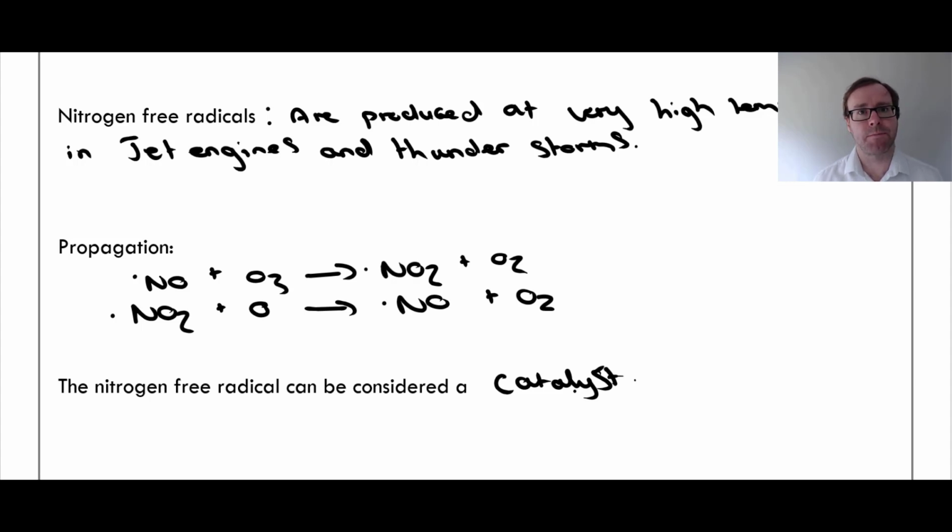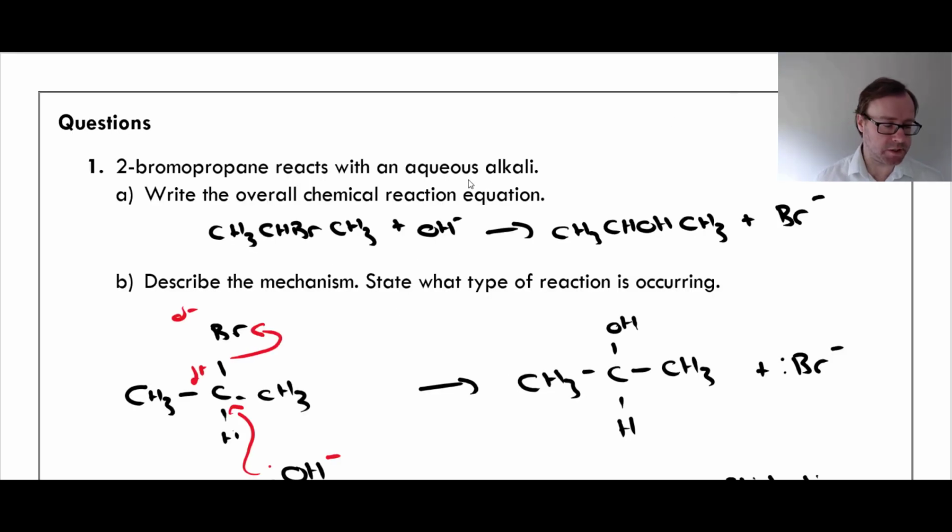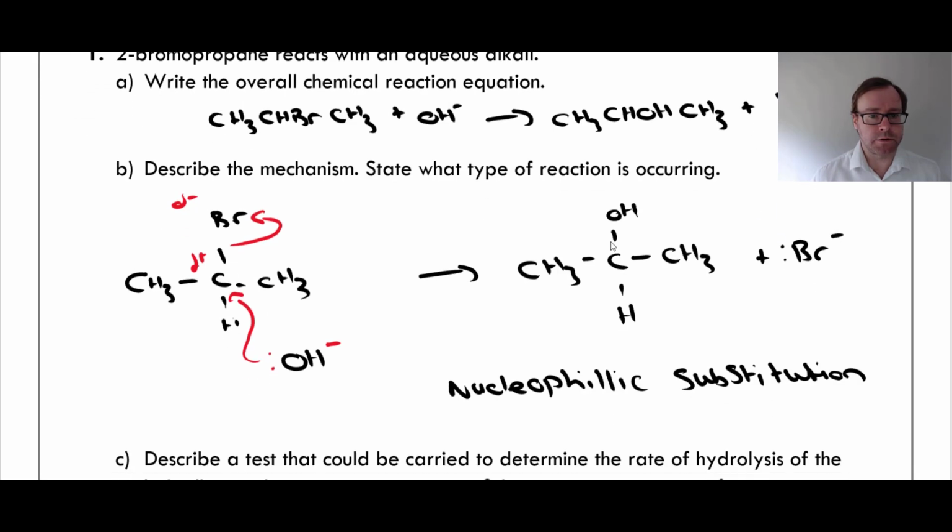Okay, right, so we've got a couple of questions to do. I'll give you about 10 minutes and then we'll go through the answers. Okay, we'll go through these questions. So 2-bromopropane reacts with aqueous alkali. Write the overall chemical reaction equation. So this is a hydrolysis equation, and we're going to produce a secondary alcohol, so propan-2-ol, by removing my bromide, my halide ion.